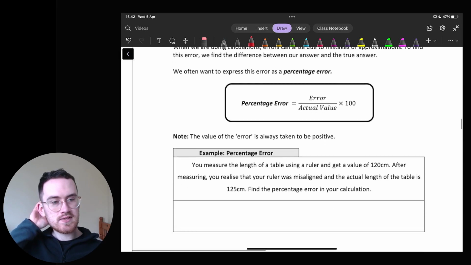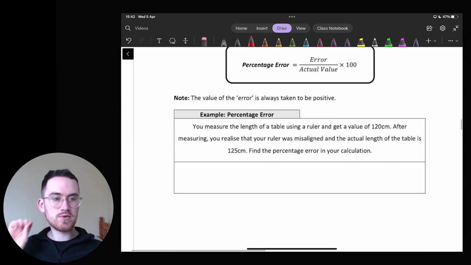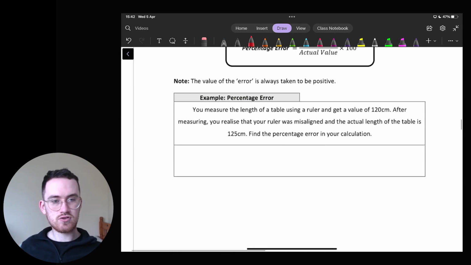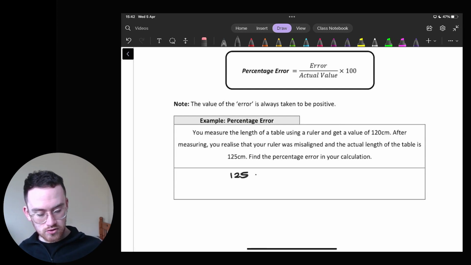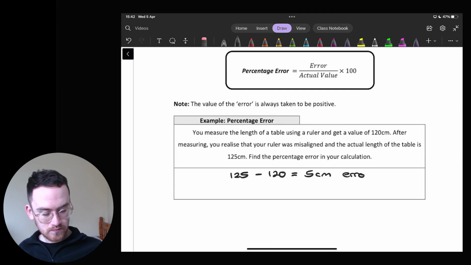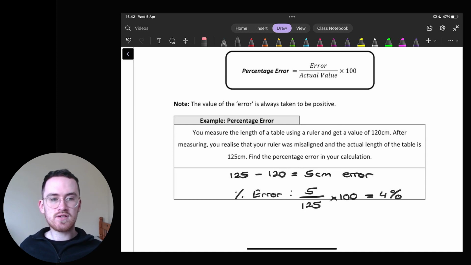So if I measure the length of a table using a ruler and I get a value of 120 centimeters, and after measuring I realize that my ruler was misaligned and the actual length of the table is 125, find my percentage error. So the actual value was 125, what I got was 120, so 5 centimeters is my error. To get percentage error, I take my error, which is 5, and I put it over the actual value. This is where it differs from those percentage profit and loss ones, because instead of putting it over what I thought it was originally, I put it over the actual value to see how wrong I was, and I was actually 4% off.